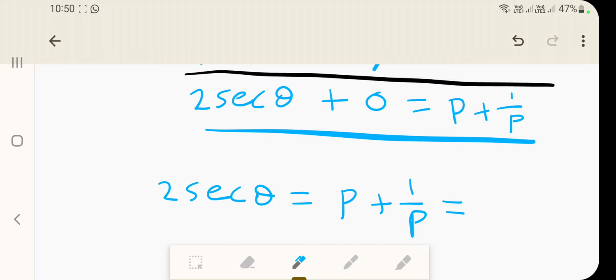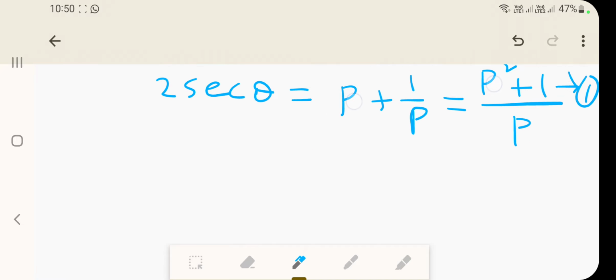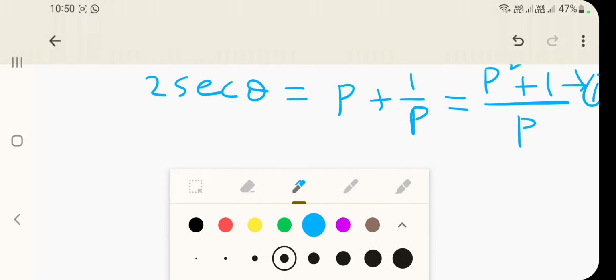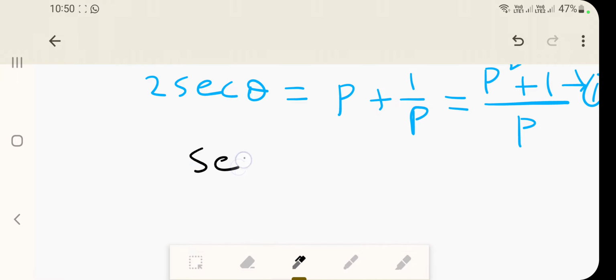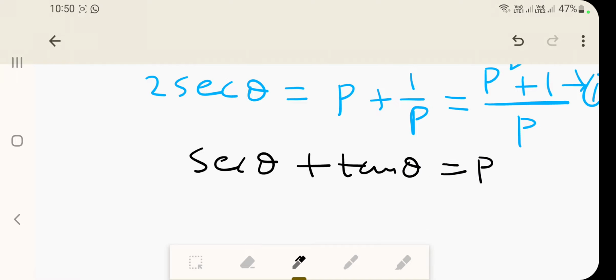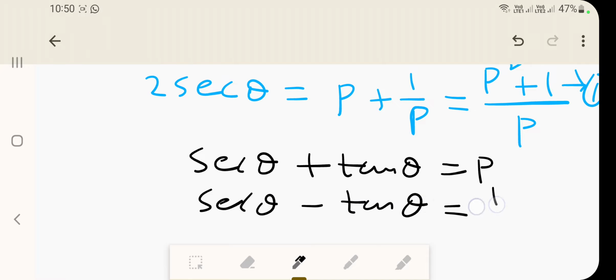If you take the LCM here, p is the LCM, and we get (p square plus 1) by p, which equals 2 secant theta, right? This we can take as equation number 1. And now we have to continue further. What they have given is secant theta plus tan theta is equal to p, and what we got is secant theta minus tan theta is equal to 1 by p.